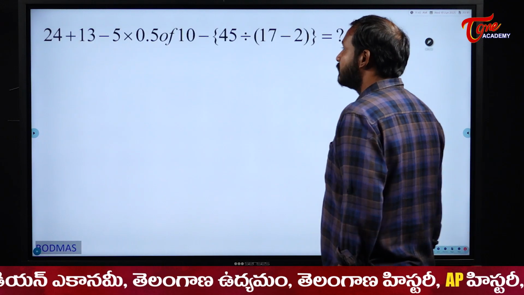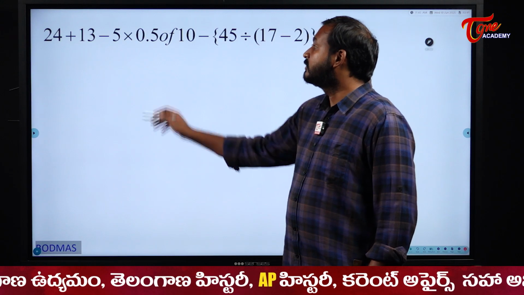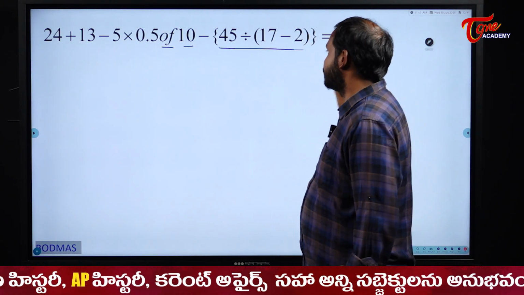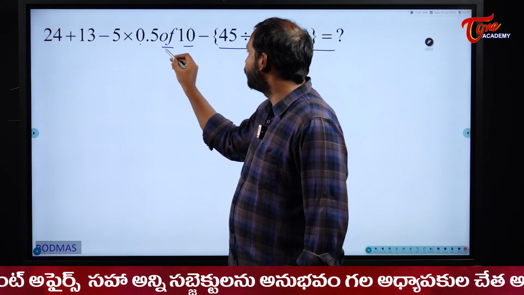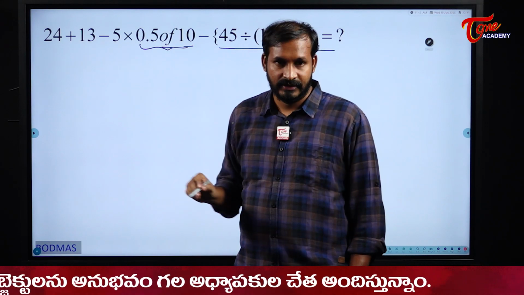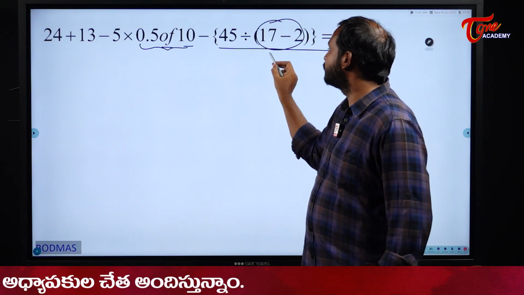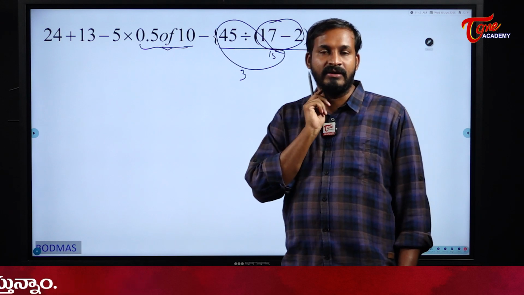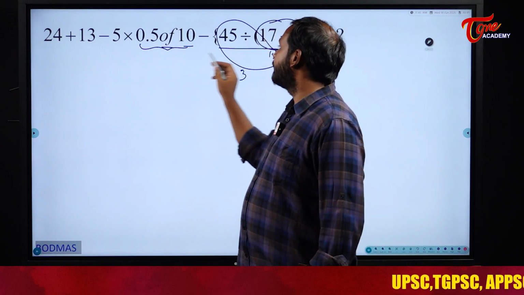Next, see here: 24 plus 13 minus 5 into 0.5 of 10, minus this one. So first what should I do here, students? In BODMAS, brackets and then of. So first of all, in the brackets, 17 minus 2, what does it become? 15. So 45 by 15 becomes what? 3.